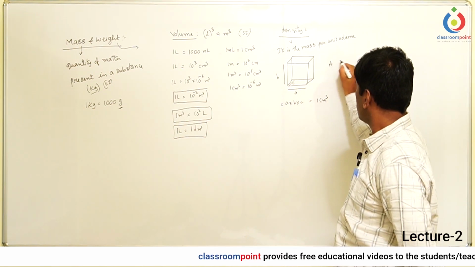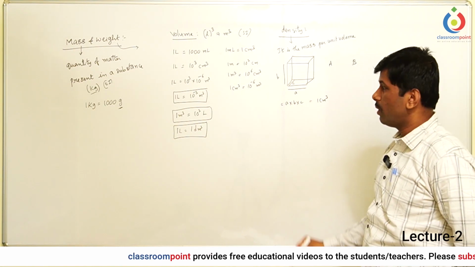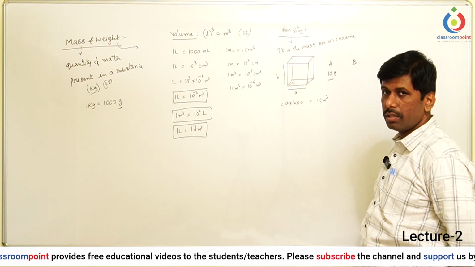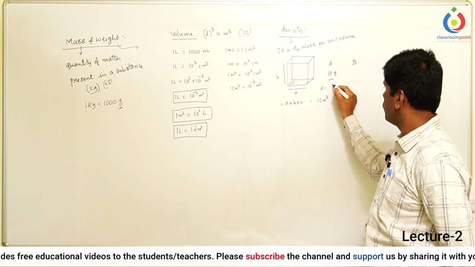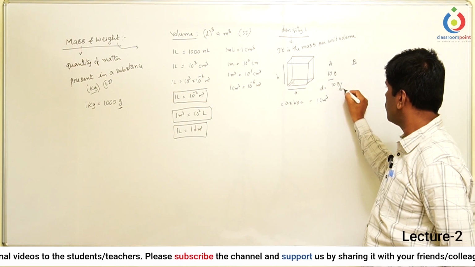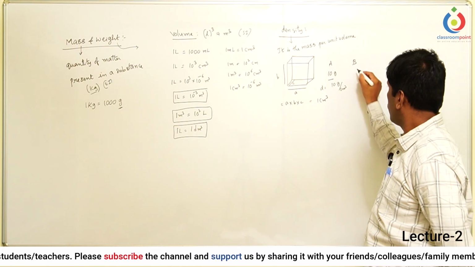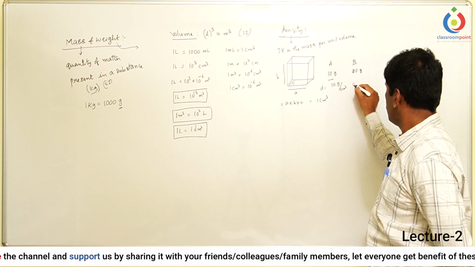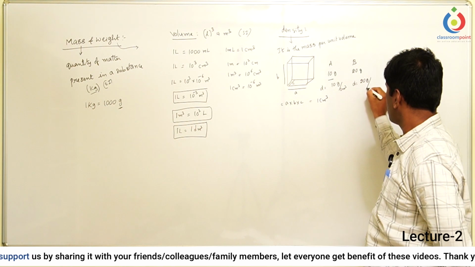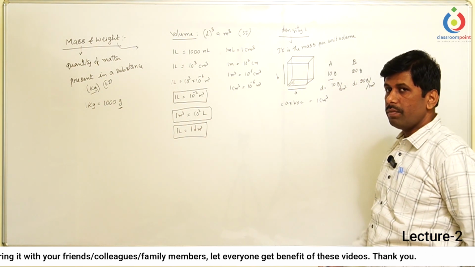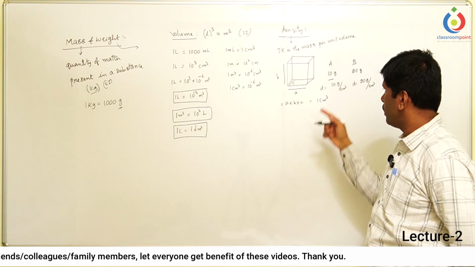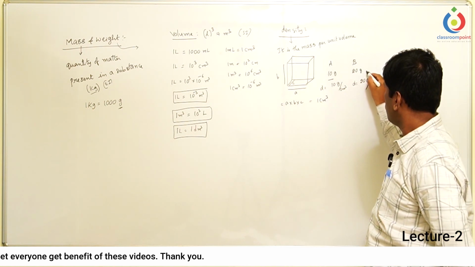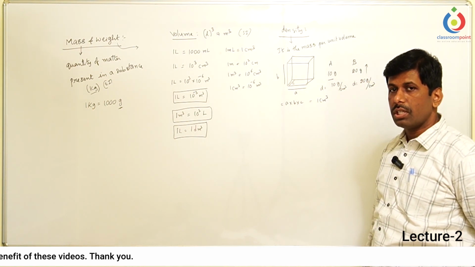Now let us take two substances A and B. In case of A, imagine 10 grams of A can be placed within this 1 cubic centimeter. Then the density of A is equal to 10 grams per cubic centimeter. And if you are able to keep 20 grams of B within the same volume, then its density is equal to 20 grams per cubic centimeter. Means within the same volume, when you are able to keep more mass, then automatically the density of the substance is also more. So the higher the mass within the same volume, the more the density.